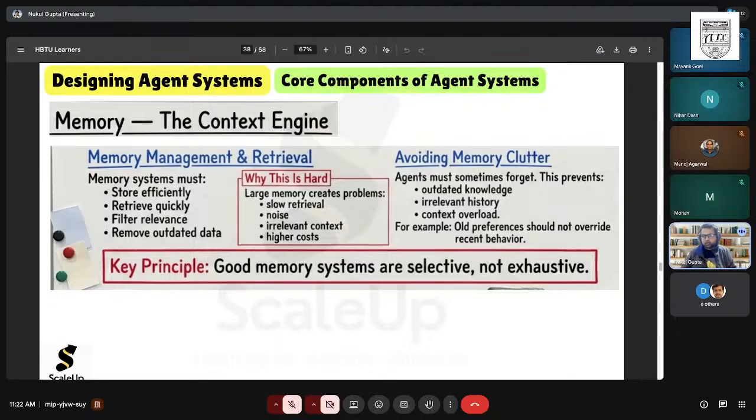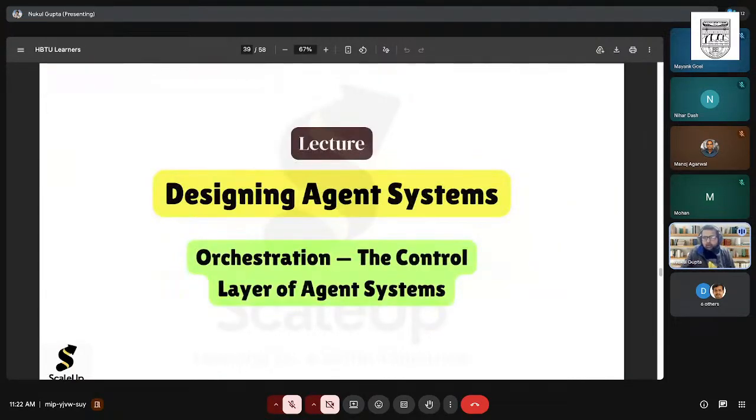That is very important. Good memory systems are selective, not exhaustive. So we should not make the memory exhaustive. The context should not be exhaustive. It should be selective. Only the important stuff, which is relevant, should be there. That's the idea. Okay, so I think we can keep it till here.